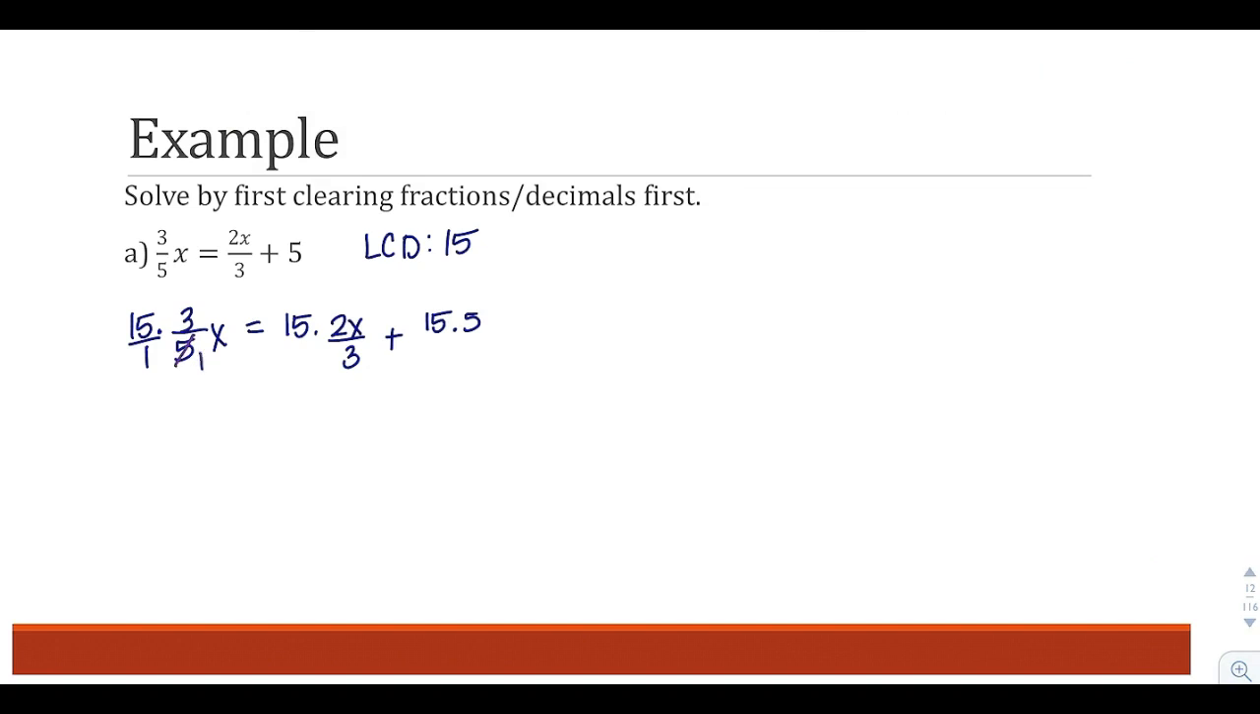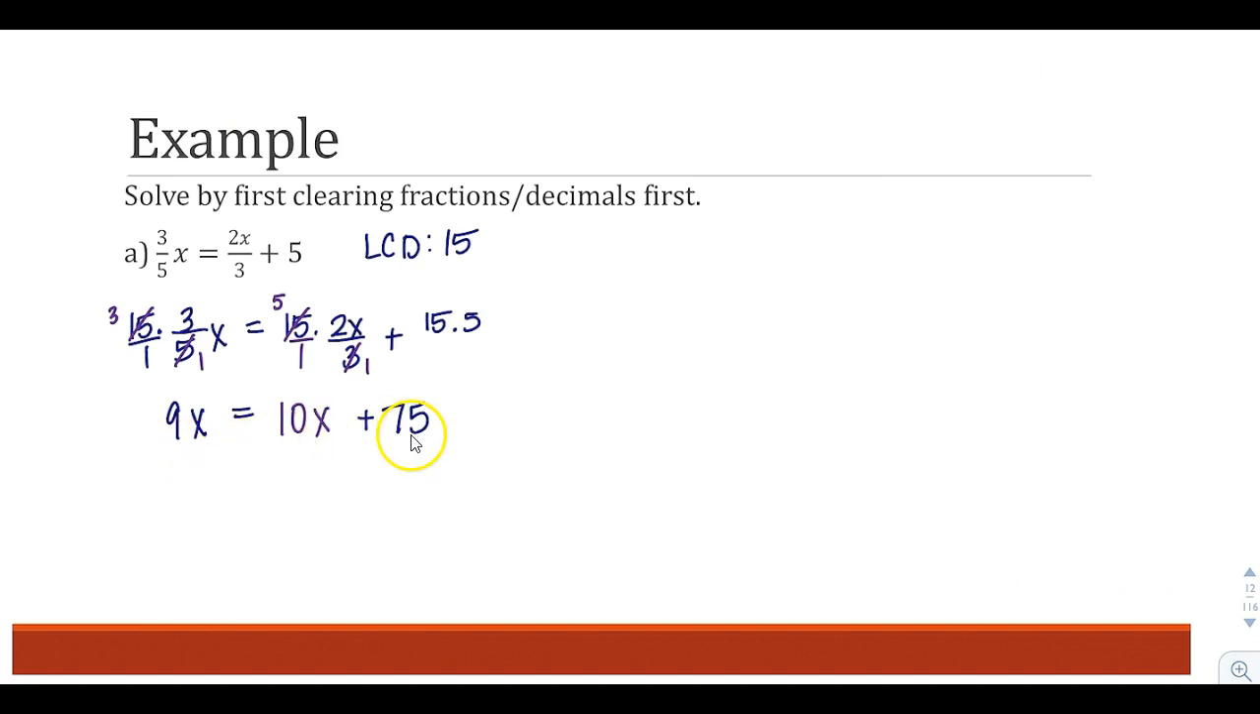So 5 goes into 5 once. 5 goes into 15 3 times. So this first term here is 3 times 3, or 9x, is equal to, here this is 15 over 1 as well, so 3 goes into 3 once, 3 goes into 15 5 times, so I have 5 times 2x, that's 10x, and then here I have 15 times 5, so that's 75, so I have plus 75.